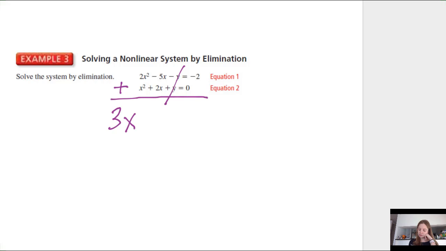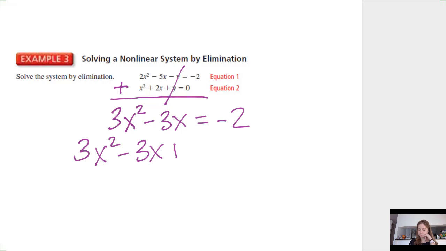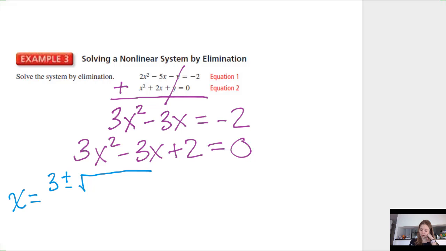And then we have 3x squared minus 3x equals negative 2. To solve this quadratic, I'll first get it in standard form: 3x squared minus 3x plus 2 equals 0. This quadratic is not factorable. So instead I'm going to choose to use the quadratic formula to find the x values that make it true. The quadratic formula is x equals negative b plus or minus the square root of b squared minus 4ac, all over 2a.